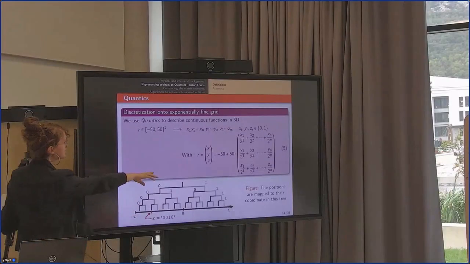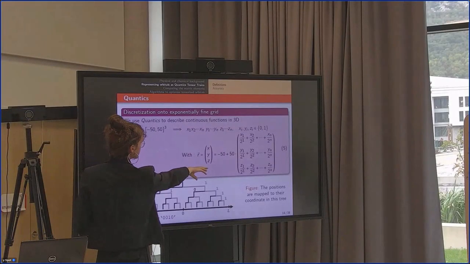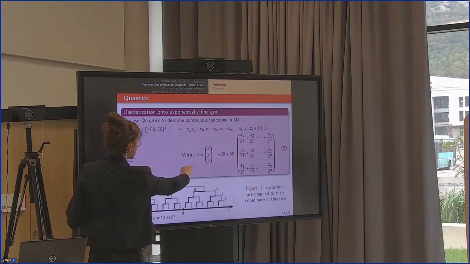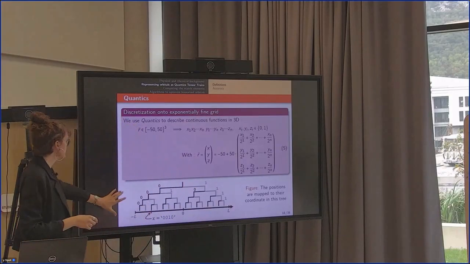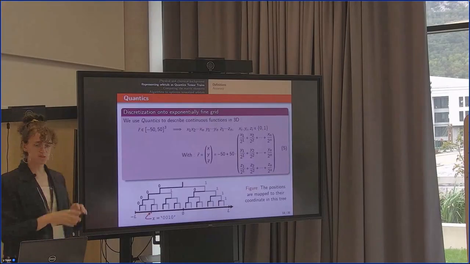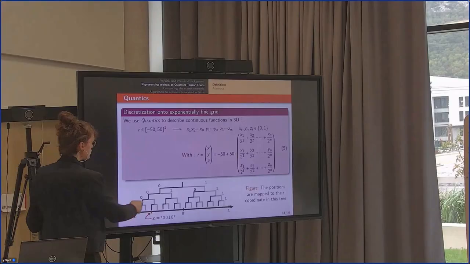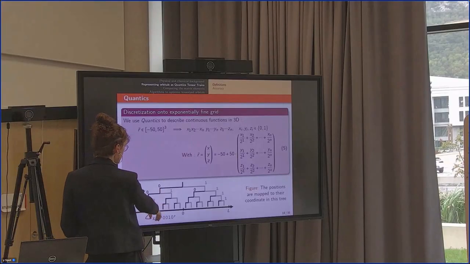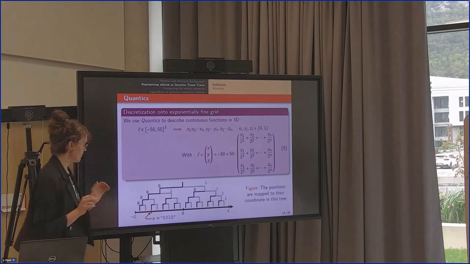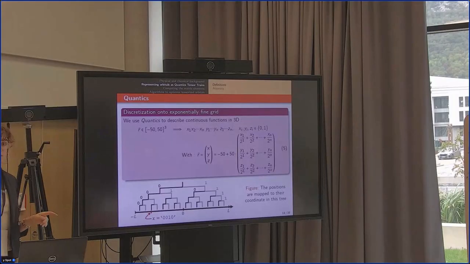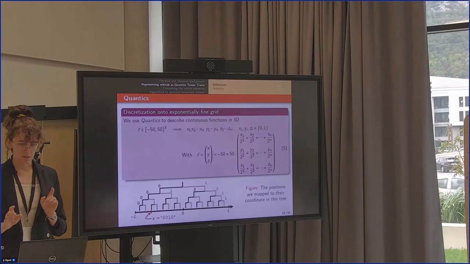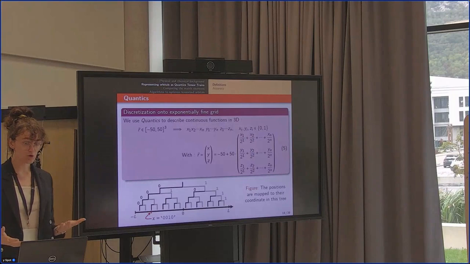I wrote the explicit formula for the quantics discretization. It's the same as usual. If you're not used to it, you can see it using this binary tree. The positions are mapped to their coordinate in this tree. This means that you count how many times you go left and right, and then the endpoint will be labeled by the coordinates in this binary tree. Then you need to construct the functions.